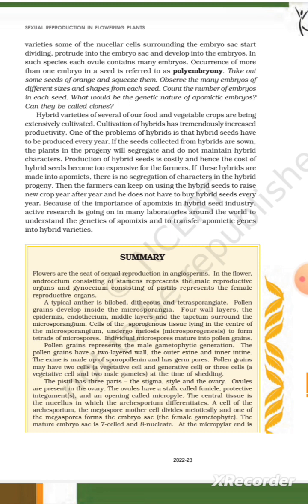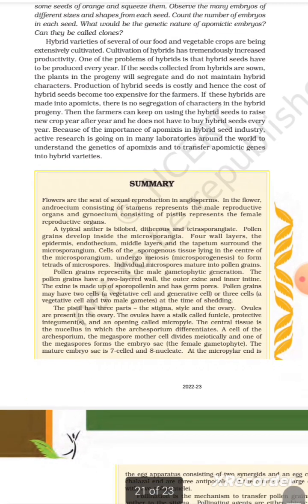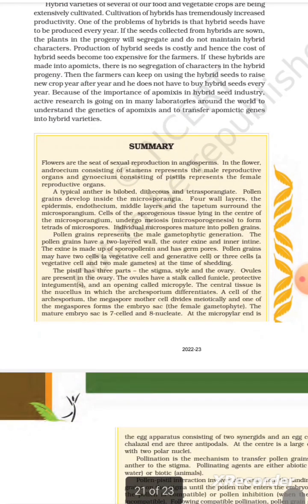Summary: Flowers are the site of sexual reproduction in angiosperms. In the flower, the androecium consisting of stamens represents the male reproductive organ, and the gynoecium consisting of pistils represents the female reproductive organ. A typical anther is bilobed, dithecous, and tetrasporangiate. Pollen grains develop inside the microsporangia, which are four-walled: the epidermis, endothecium, middle layers, and the tapetum surrounding the sporogenous tissue.